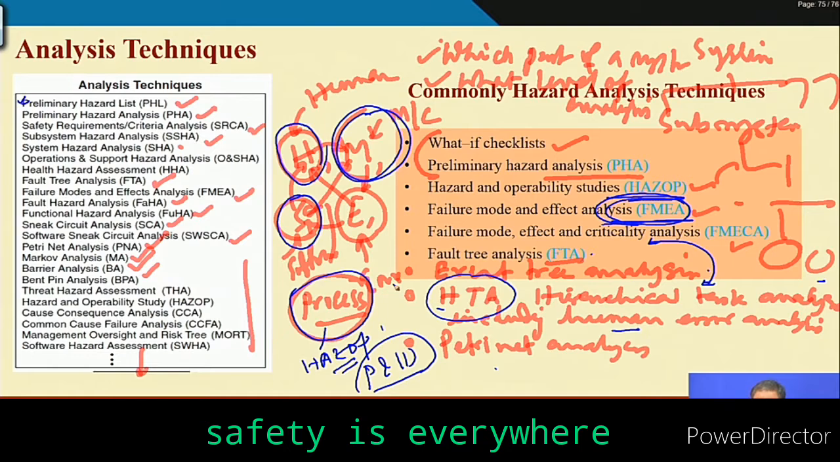So, PHL, PHA, HAZOP, FMEA, all of these can be applied at the system level, also at the subsystem level. But depending on the quantum of the system, if it is a very large system, it will be intractable. So, you have to break the system into subsystems down to component level and then apply. By saying this, I am not saying that you do not go for other techniques. Many techniques are gradually being developed recently, but this is a guideline.